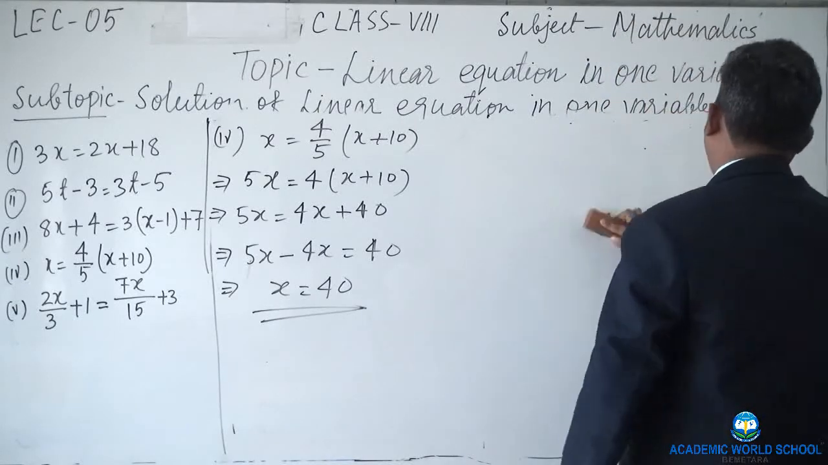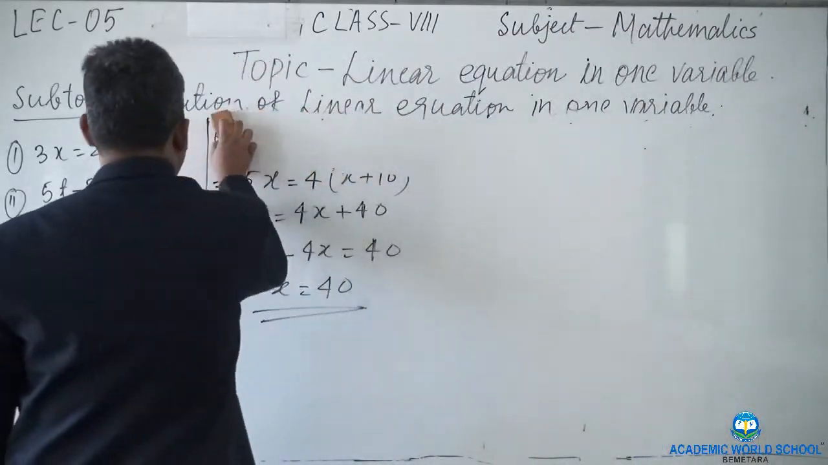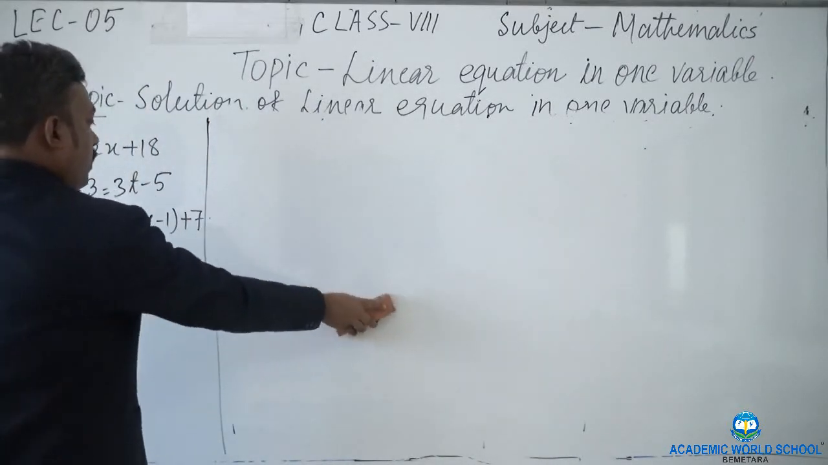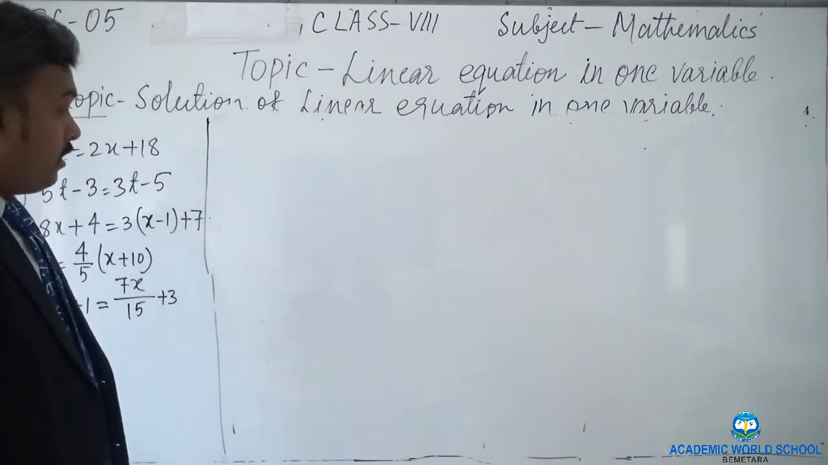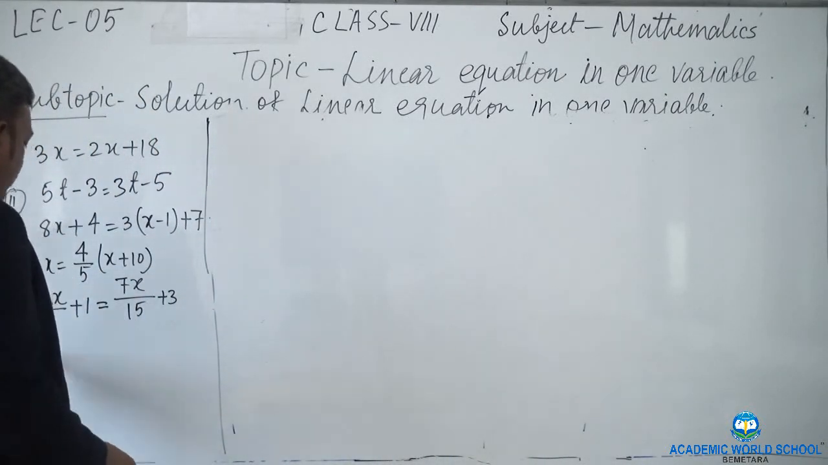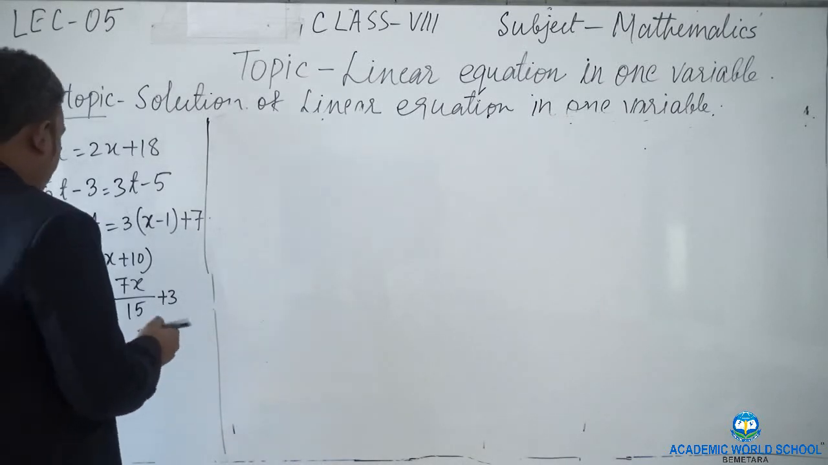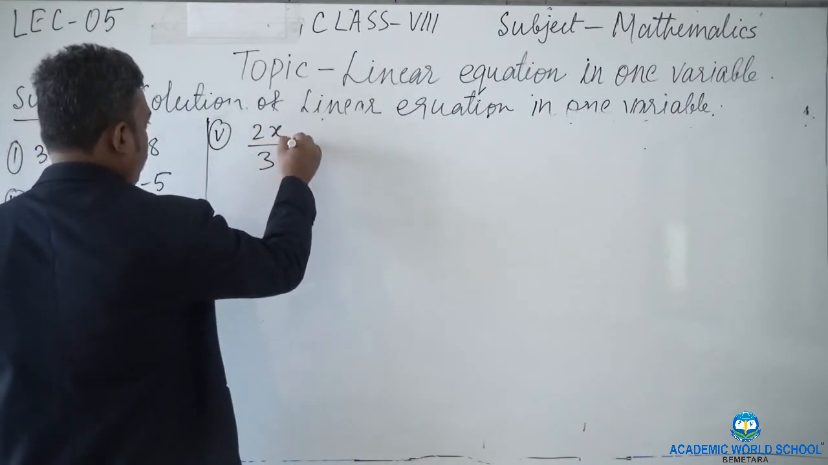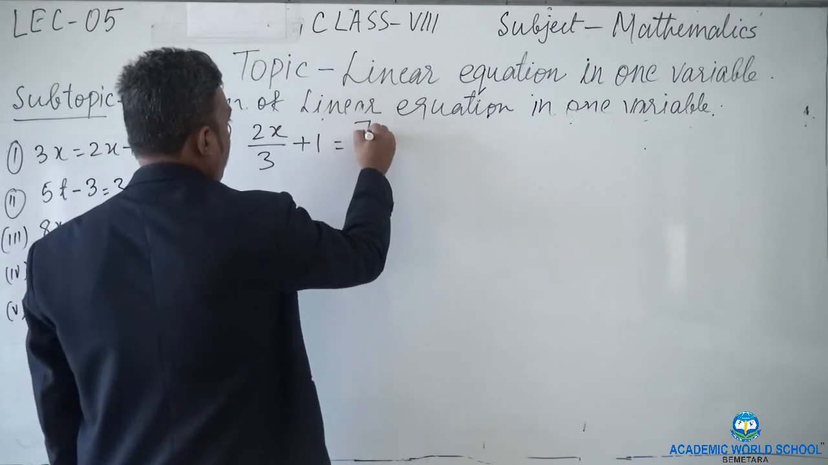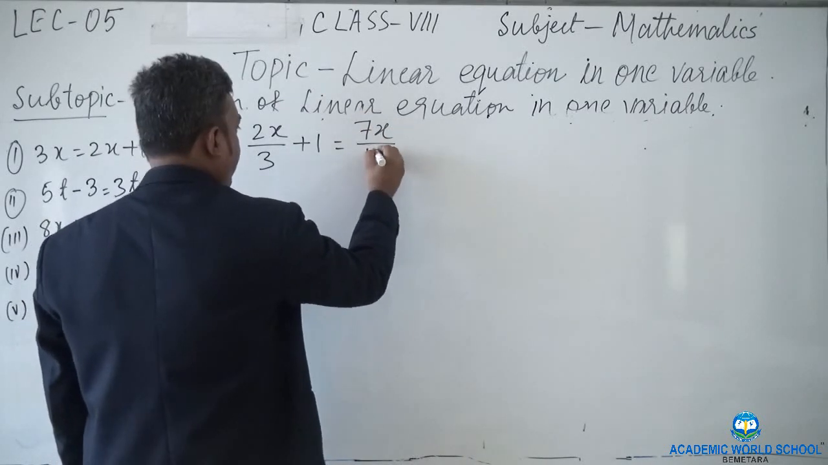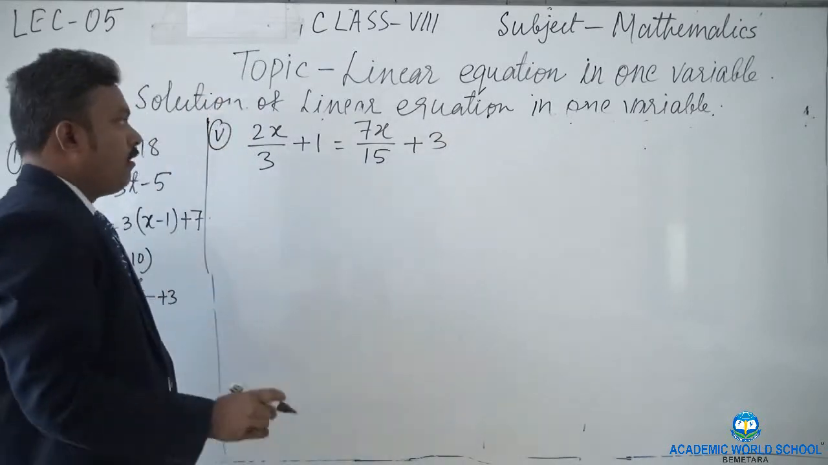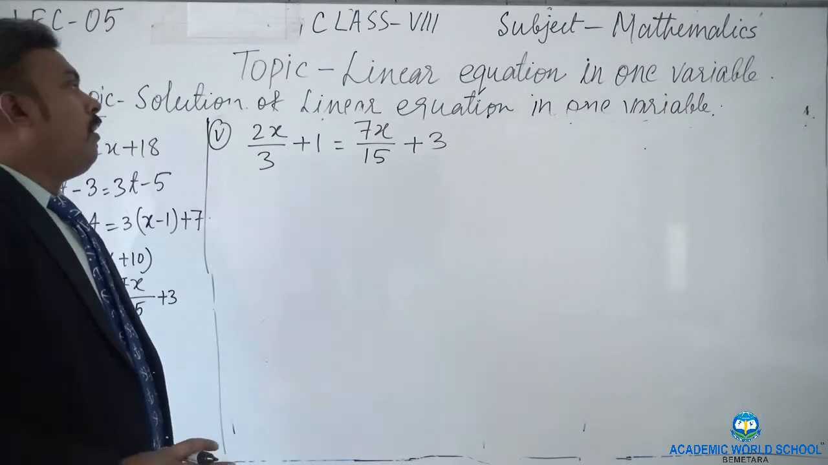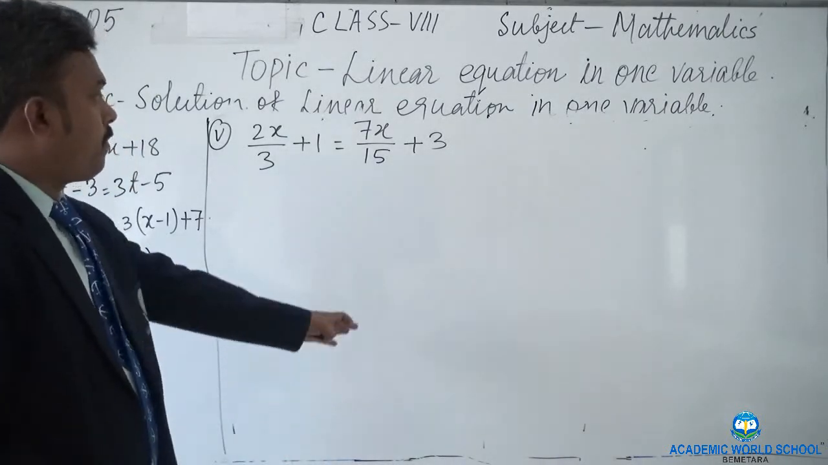Now we are moving to the next example, in which you will see that the variable is in the form of a fraction. Okay. You will see this solution very carefully. So 7x by 15. Since there are no brackets, we do not need to simplify. So we will use the second step.